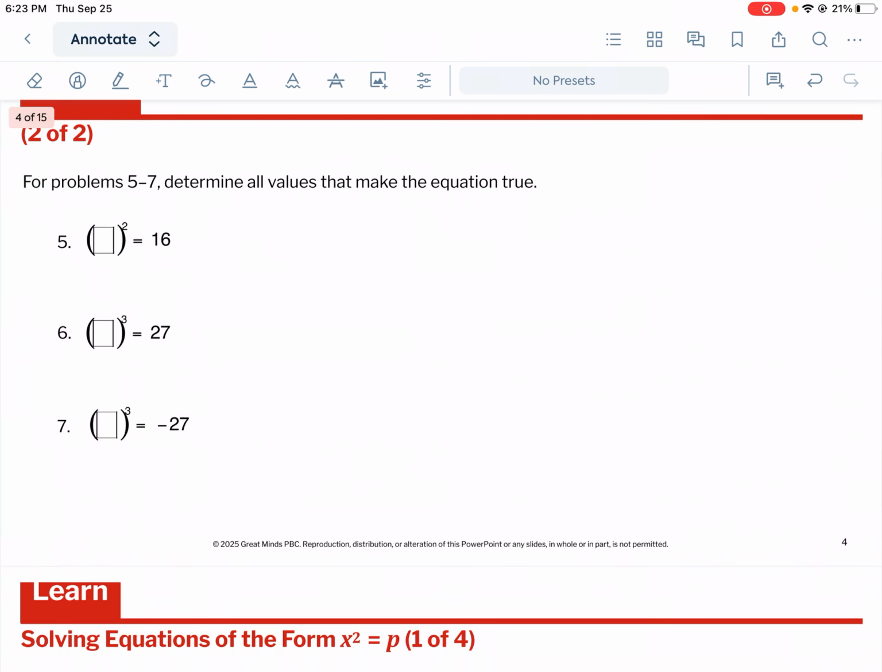For number 5 through 7, it says determine all values that make the equation true. But if you notice, we are starting off with the end resulting number, or our p-value. The formula we're working with here is x squared equals p. So for number 5, we have x squared equals 16 as our p-value. Now we need to square root, meaning we perform the opposite operation to get the original number that we may have been working with.